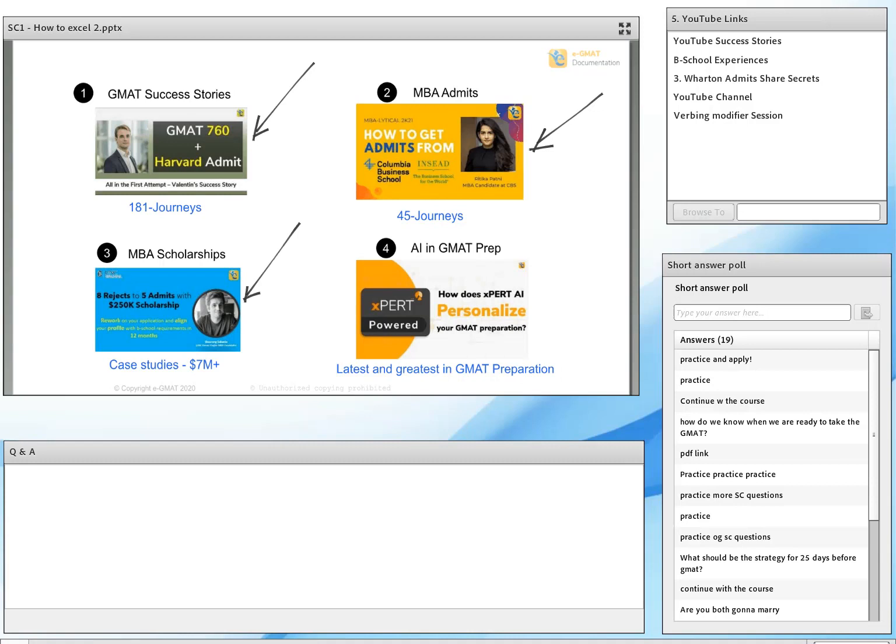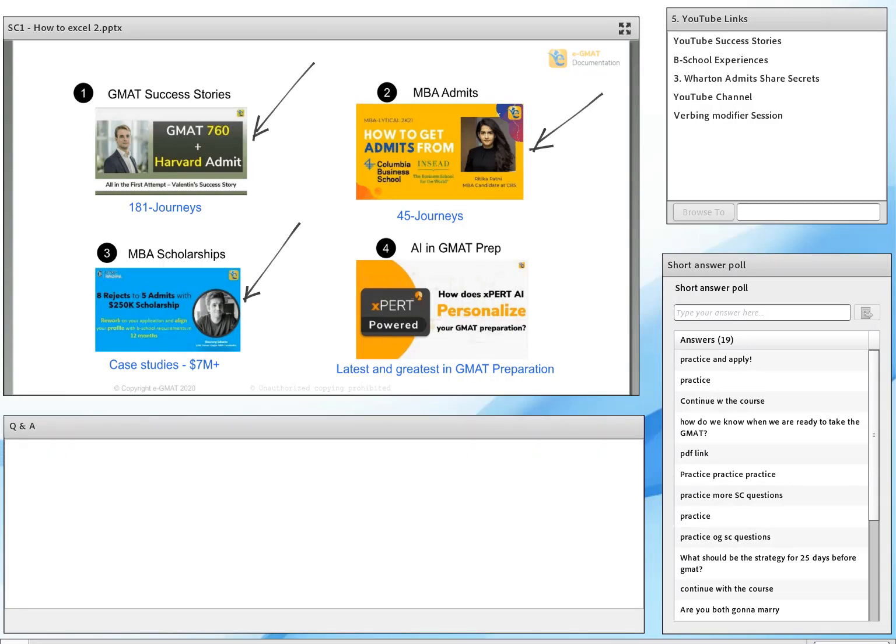So Sharang, for example, this is about $7 million worth of case studies that you can get to. An example of this is Sharang, who actually had faced eight rejections, and then he got 5 admits, so upwards of $250,000 worth of scholarship.